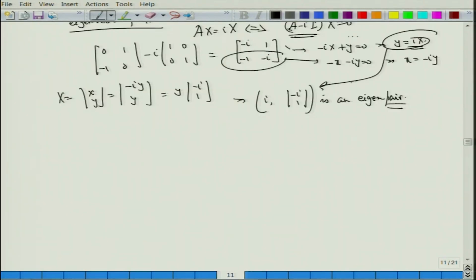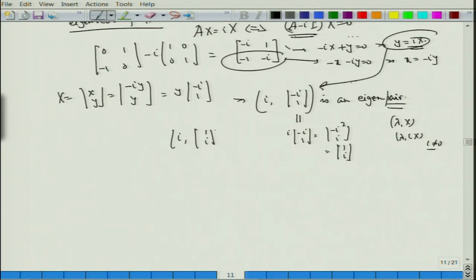Alright, so we are looking at this. As I said, if lambda comma x is an eigenpair, then lambda comma Cx is also an eigenpair for C not equal to 0. So I can also multiply this by i. If I multiply this by i, so i times minus i comma 1 will be equal to minus i square comma i, and minus i square is 1, so it is 1 comma i. So i comma 1 comma i is also an eigenpair, alright. And this is the one which corresponds to y equal to ix.